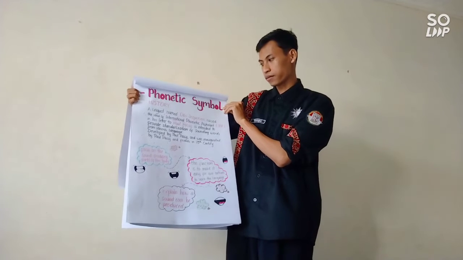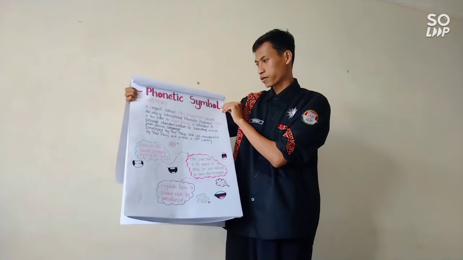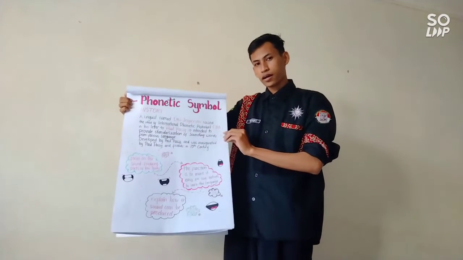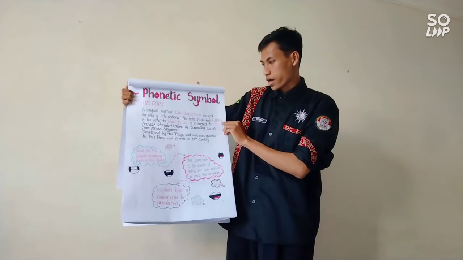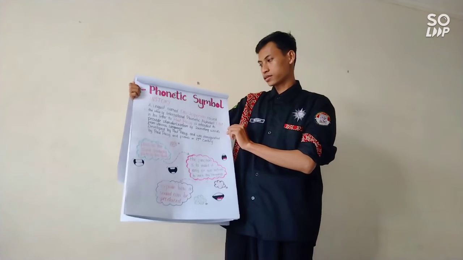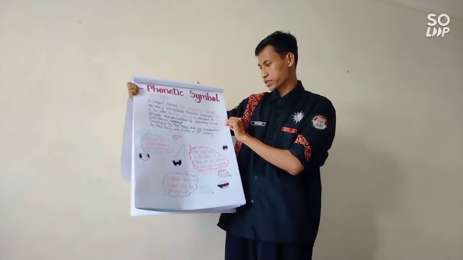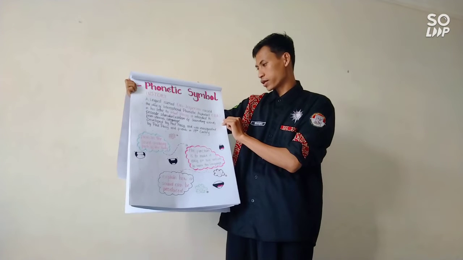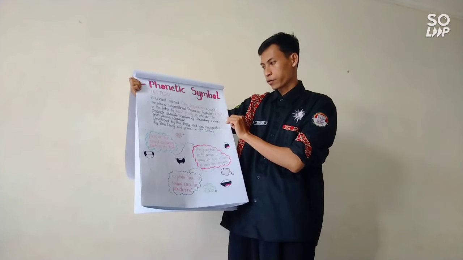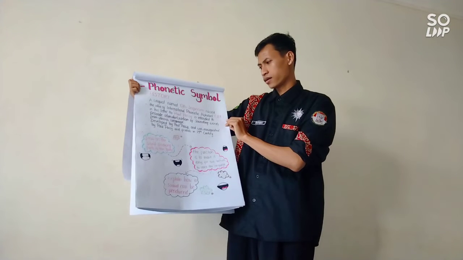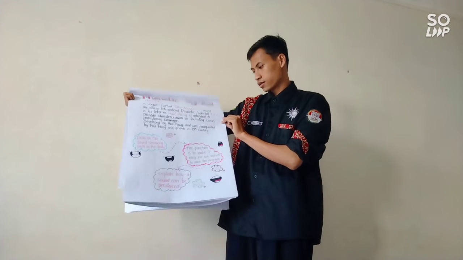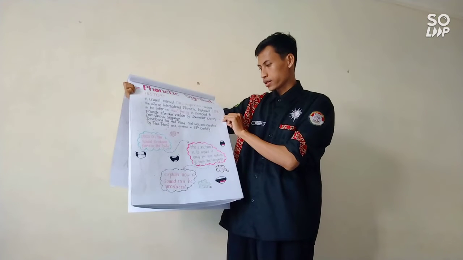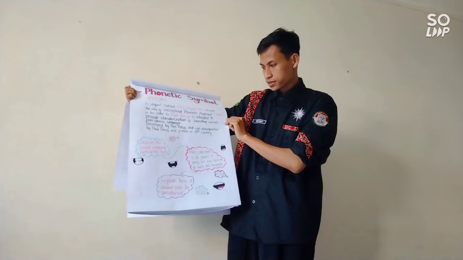A linguist named Otto Jespersen raised the idea of the International Phonetic Alphabet, which we call IPA. It is intended to provide standardization of the sounds of words from various languages, developed by Paul Passy and inaugurated by Paul Passy and friends in the 19th century.